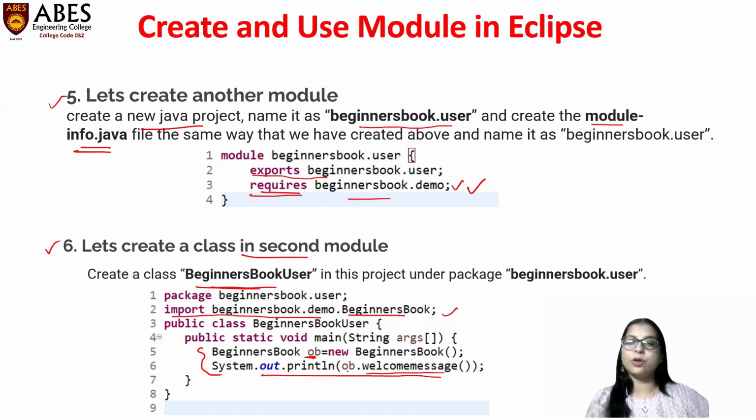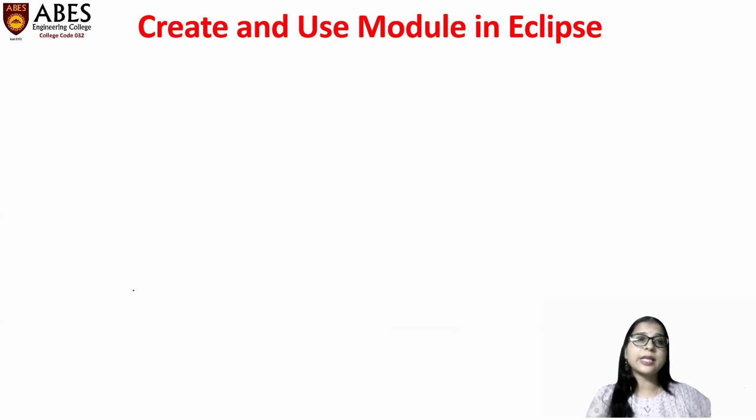So the welcome message was the method defined within what? The previous project's module, right? So how are you able to do it? Because here we require that package, and once you use that package, the class defined in the package can be utilized. And you set the setting as export, so that's why it is possible. So this is the sixth step.